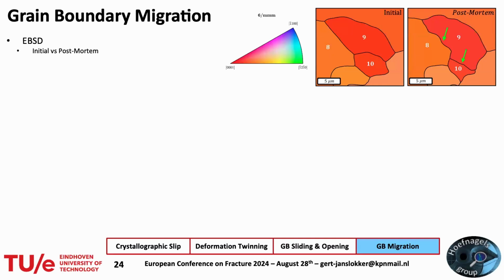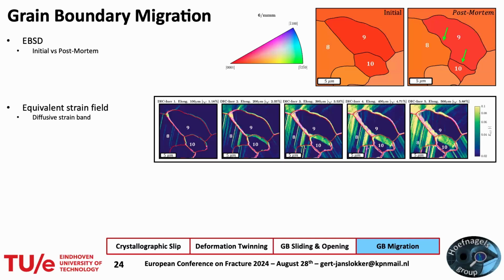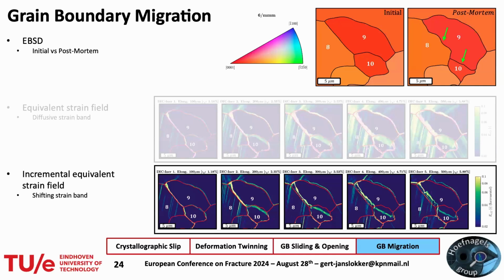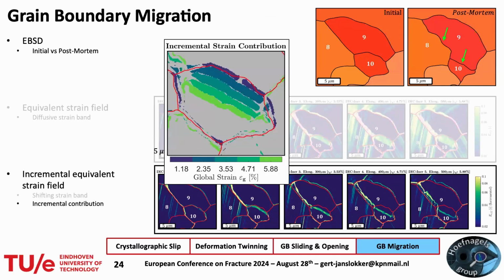Well, then finally, grain boundary migration, to be short. We have this undeformed EBSD and this postmortem EBSD. And you see this grain boundary, especially between 9 and 10, moving, but also between 8 and 9. So if you look at the strain field, you see a diffuse strain band popping up. And if you look at the incremental contributions, you see the strain band shifting down. But I think the clearest image is this one, in which we calculate the strain contribution with regard to the global strain. And then you really recognize that it is moving downwards. And finally, this line here is almost the same as what you see there.